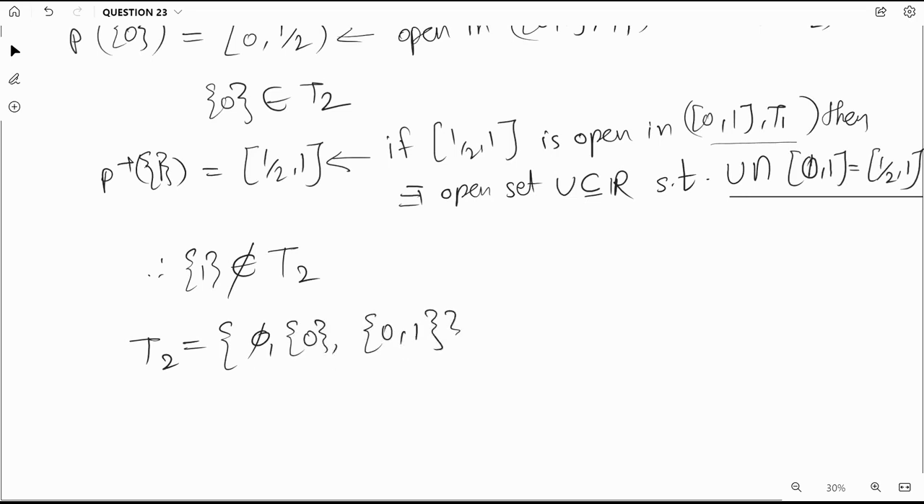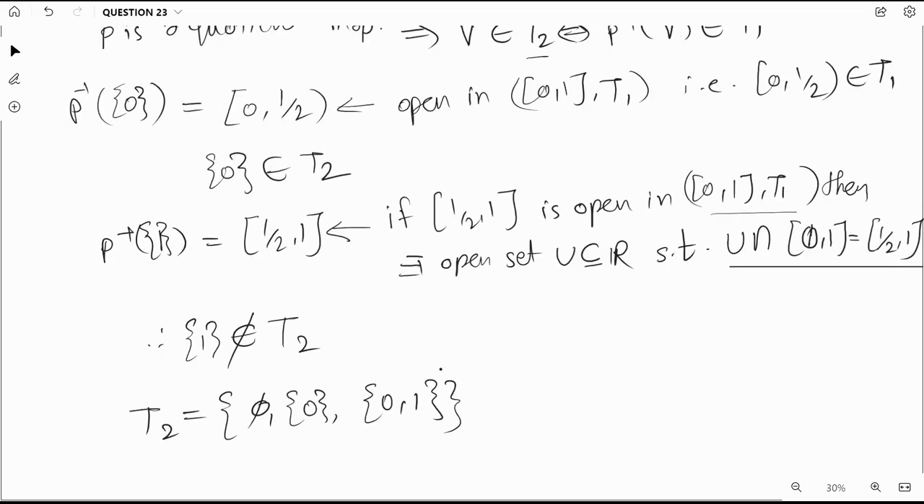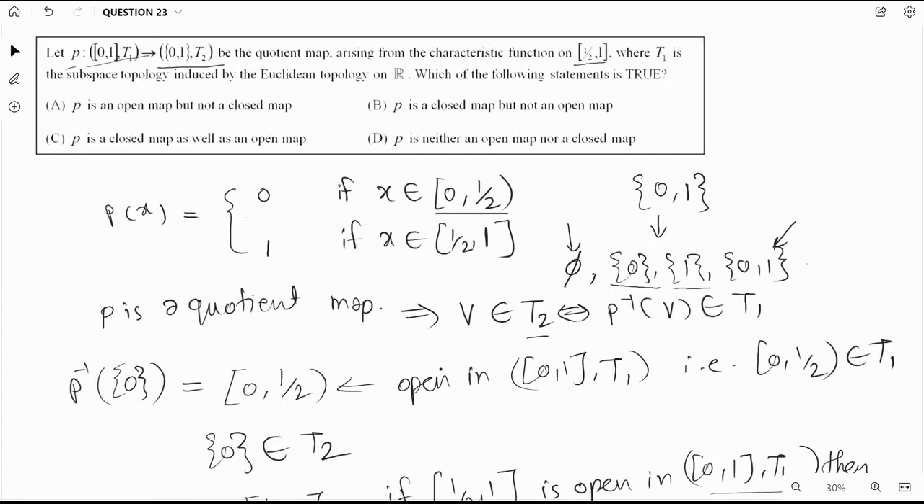Thus we found that T2 is equal to the empty set, {0}, and {0, 1}. Now that we have T2, let us find out whether P is an open map, a closed map, neither, or both.